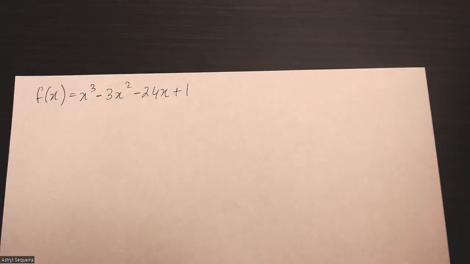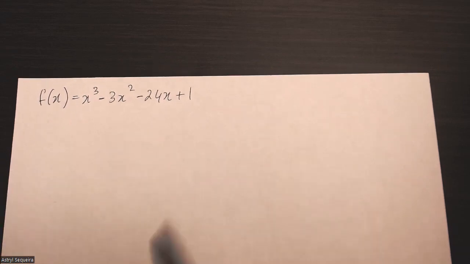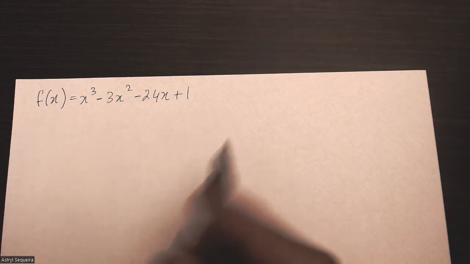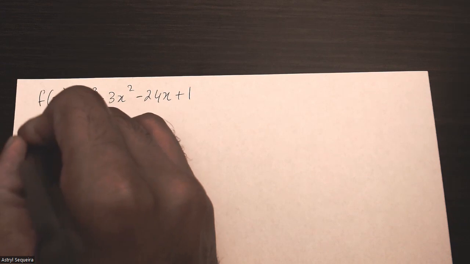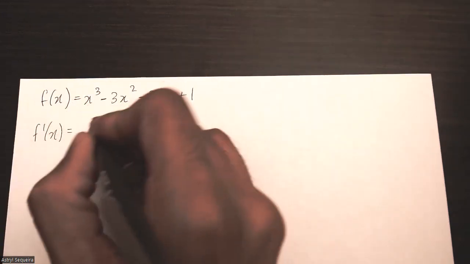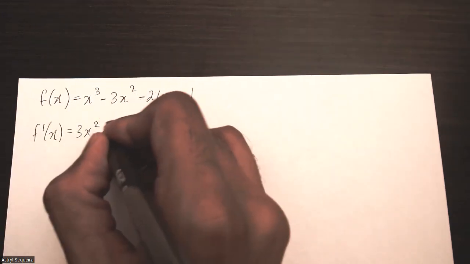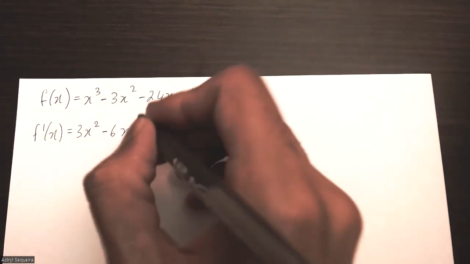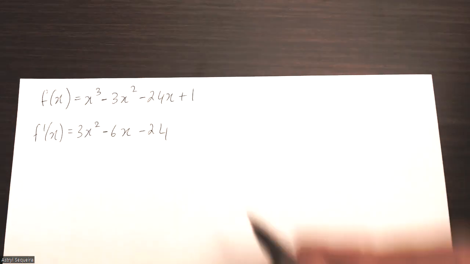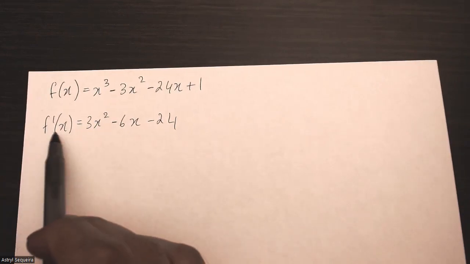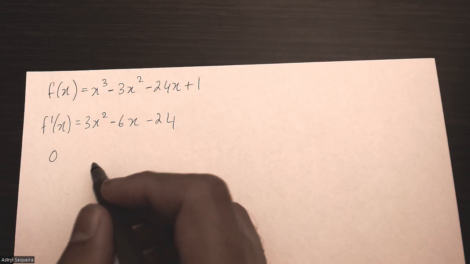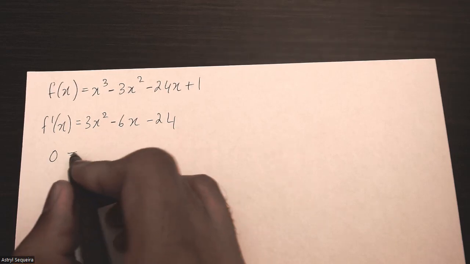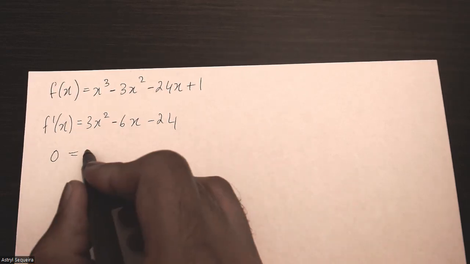All right, so in this video, we are going to do the entire curve sketching algorithm for this equation over here. So the first thing we want to do is derive the equation. That's going to be 3x squared minus 6x minus 24. Then we want to make the derivative equal to 0 to find our critical points, and we want to factor this equation.